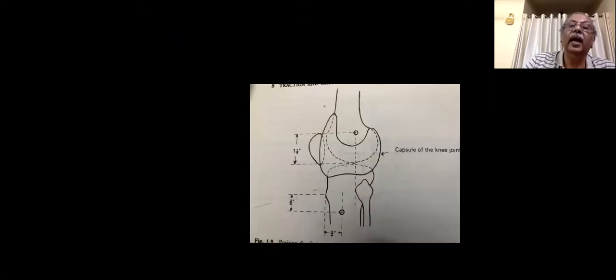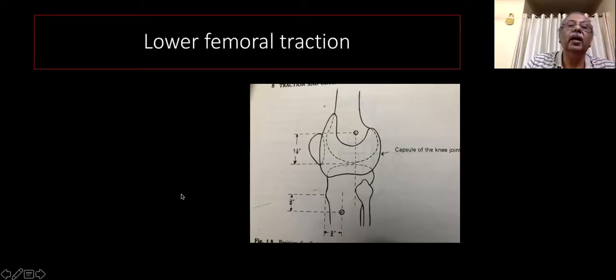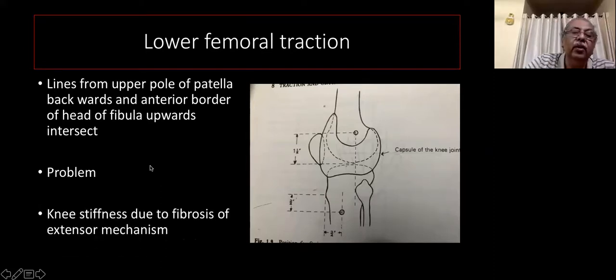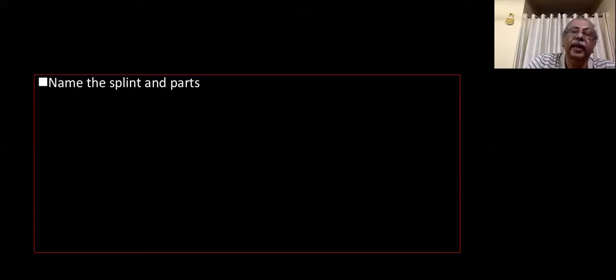Then regarding the lower femoral traction, the usual landmark is a line from the upper pole of the patella backwards or posteriorly, and a line from the anterior border of the head of the fibula upwards. The point where they intersect is the point where you apply this traction. The problem with this lower femoral traction is that it produces knee stiffness due to fibrosis of the extensor mechanism.